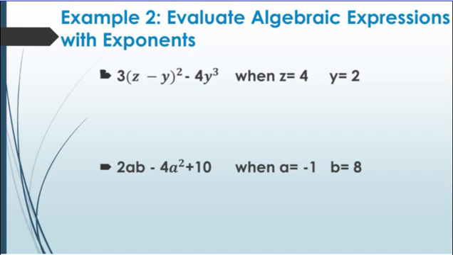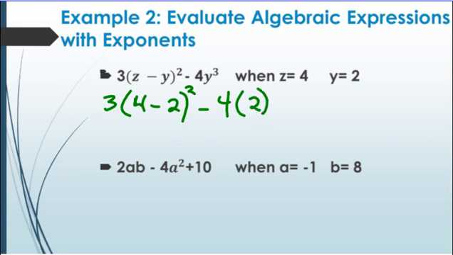Example 2, evaluate algebraic expressions with exponents. We had some exponents in a few of our other problems. Here's more practice with that. So I have 3 times z, which is 4, minus y, which is 2. And then that has to be squared, minus 4 times y, which is 2, and I have to cube that. When we're using exponents, we need to make sure we simplify the exponents first.